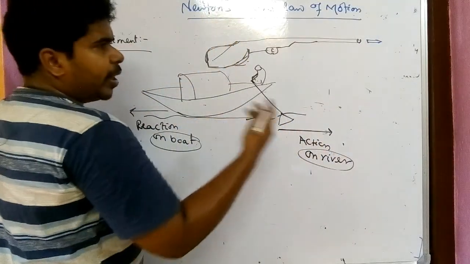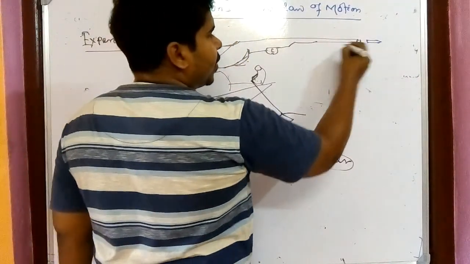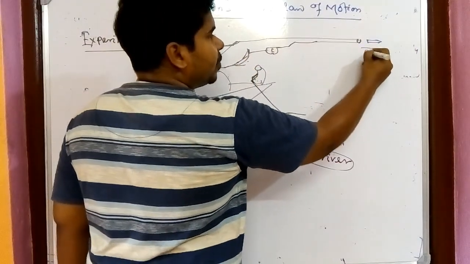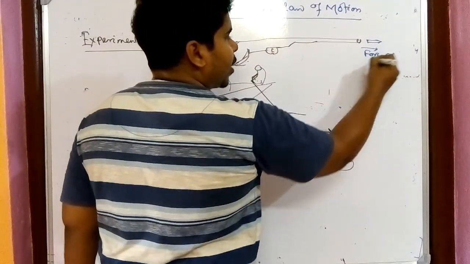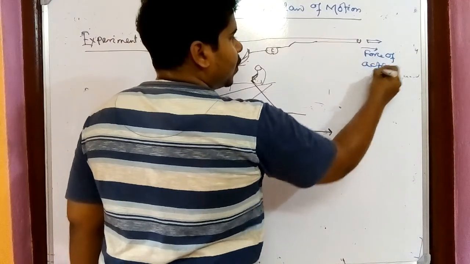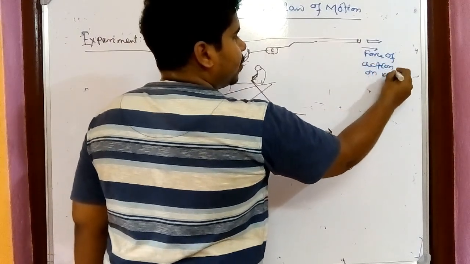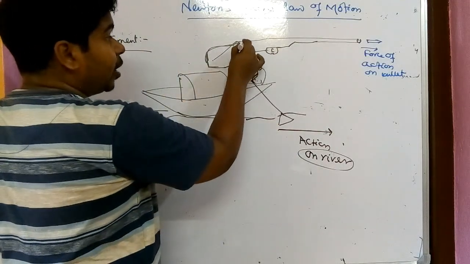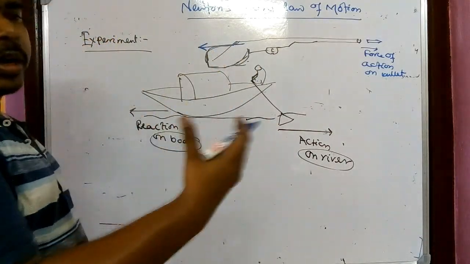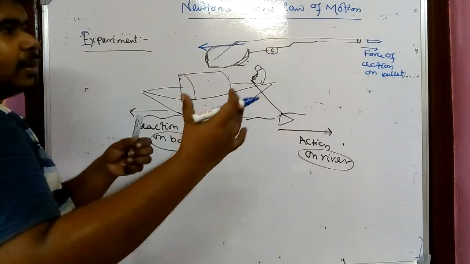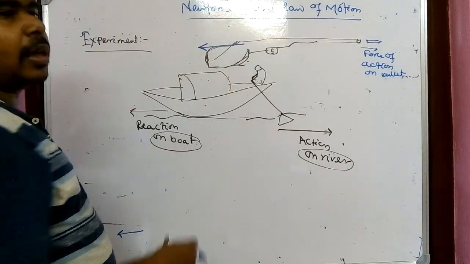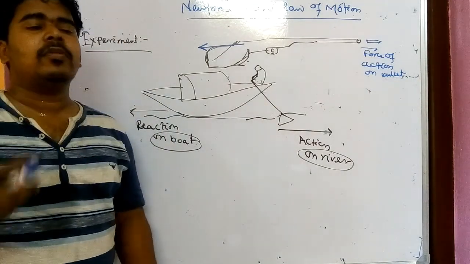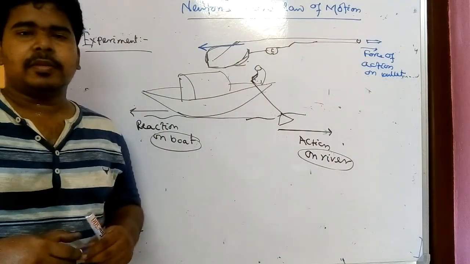Okay, so assume whenever you have fired a bullet, that means the gun is giving a force on the bullet, that is the force of action on the bullet, and for that you will get a reaction. So when the firing occurs, you will feel that the reaction is applied on the gun and it is coming backward. I think many of you have played with an air gun.